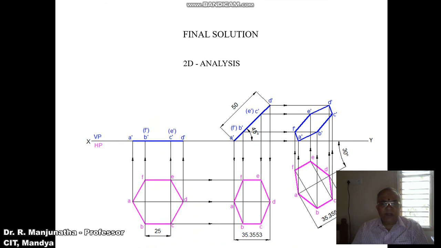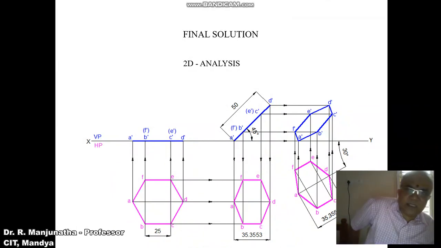Now we need to draw the front view. To draw the front view, draw a vertical projector from A to the XY line, a vertical projector from B and F to the XY line, a vertical projector from C and E to the XY line, and from D to the XY line. As you look from the front view, A, B, C, D is near to the observer. So A dash, B dash, C dash, D dash is visible, and E and F is away from the observer. Therefore, E dash in bracket and F dash in bracket. Then join A dash to D dash with a dark line.